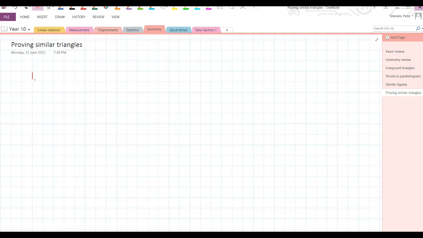Okay, in this screencast, I want to look at proving similar triangles. We've had a look at proving congruent triangles, and there were 4 proofs for that, and there are 4 proofs for similar triangles also. So, all right, let's get into it.